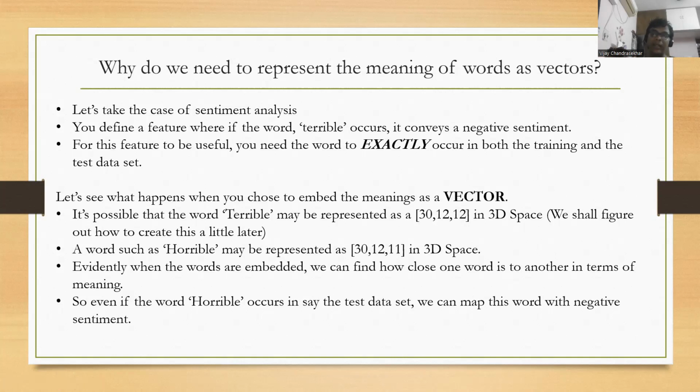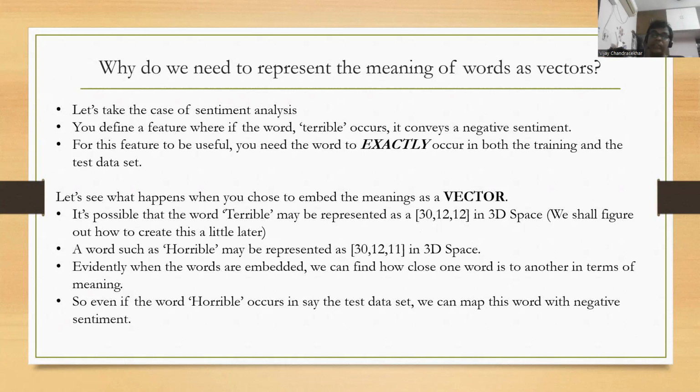But if I don't vectorize it, the only option for me is to exactly look for the word terrible. Since terrible is not available, that feature will not fire. That feature will not fire, right? So evidently when words are embedded, which means words are vectorized, when we make it a word vector, we can find how close one word is to another in terms of meaning.